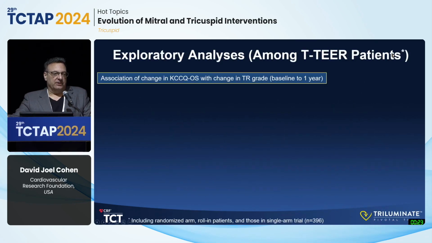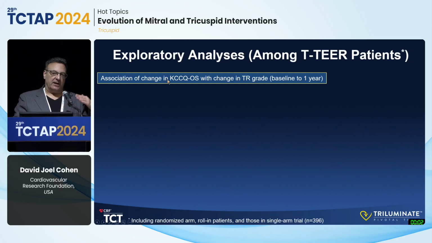So the final point that I want to come to, and again, in some ways the most important, is the idea of whether this is biologically mediated or not. For this, we did exploratory analyses. We restricted these analyses to patients who received T-TEER, patients who got the TriClip, in order to try to take the placebo effect out, because all of these patients were treated.